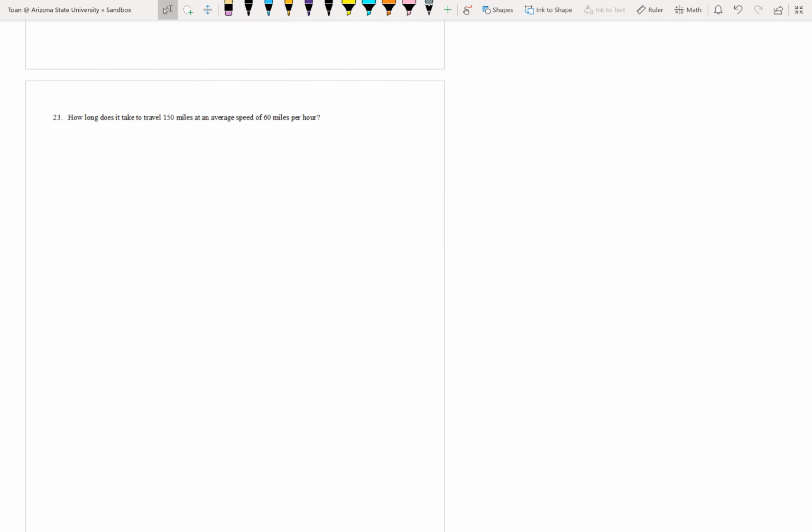This word problem, if you had no idea what to do, if you looked at the units, it probably would have helped you figure it out. So here, how long does it take to travel 150 miles? So that's obviously miles. Average speed of 60 miles per hour. So that's obviously miles per hour. And what is it asking you?